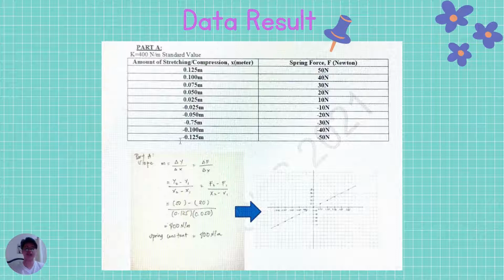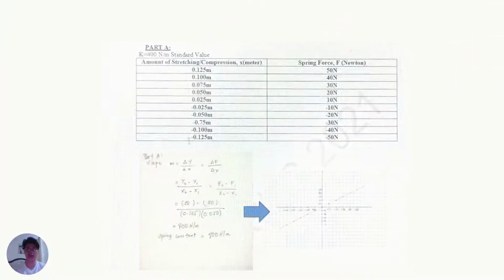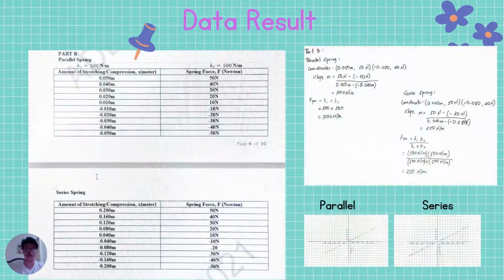To summarize the data result, I am now showing you the table of x and y values and its graph. I came up with the spring constant 400 Newton per meter for part A and 500 Newton per meter for K1 and K2 for both K parallel and K series.